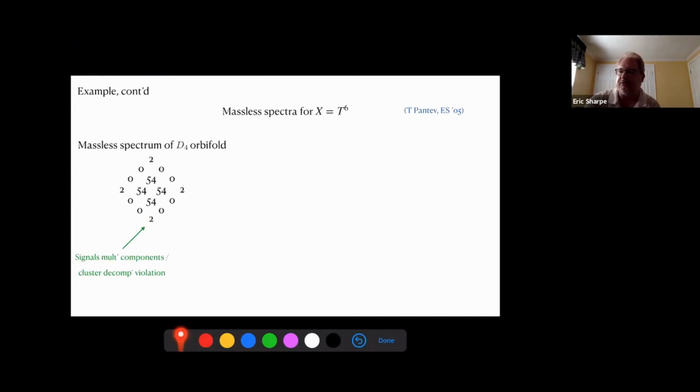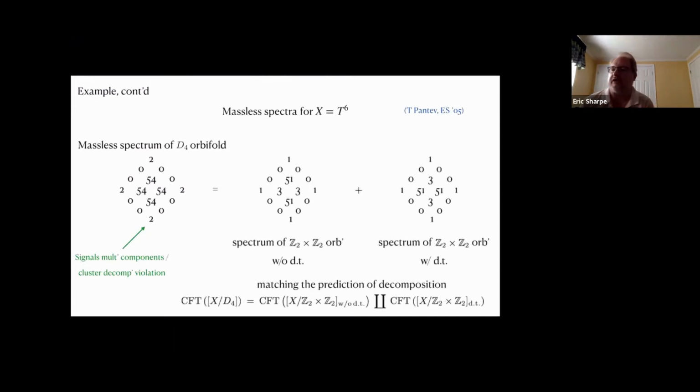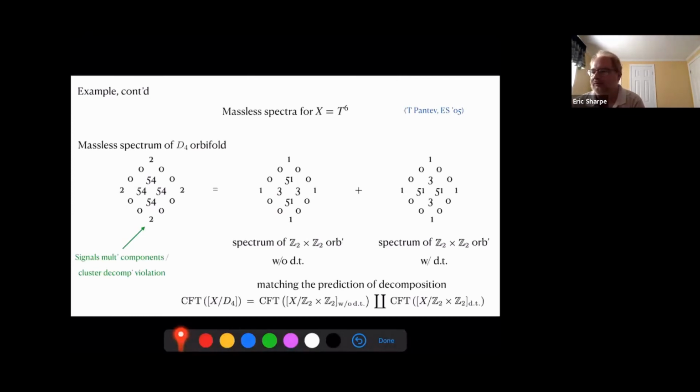And these 2's in the corners are a good signal that whatever this thing is, it's trying to behave like a disconnected space. It's trying to behave like two copies of a space, not just one space. And indeed, if you compare the spectra of Z2 cross Z2 orbifolds with or without discrete torsion, they take these forms here, and it's easy to see that adding these together gives the D4 orbifold spectrum. So again, that's consistent with the prediction of decomposition, that the D4 orbifold should be the same as a pair of Z2 cross Z2 orbifolds.